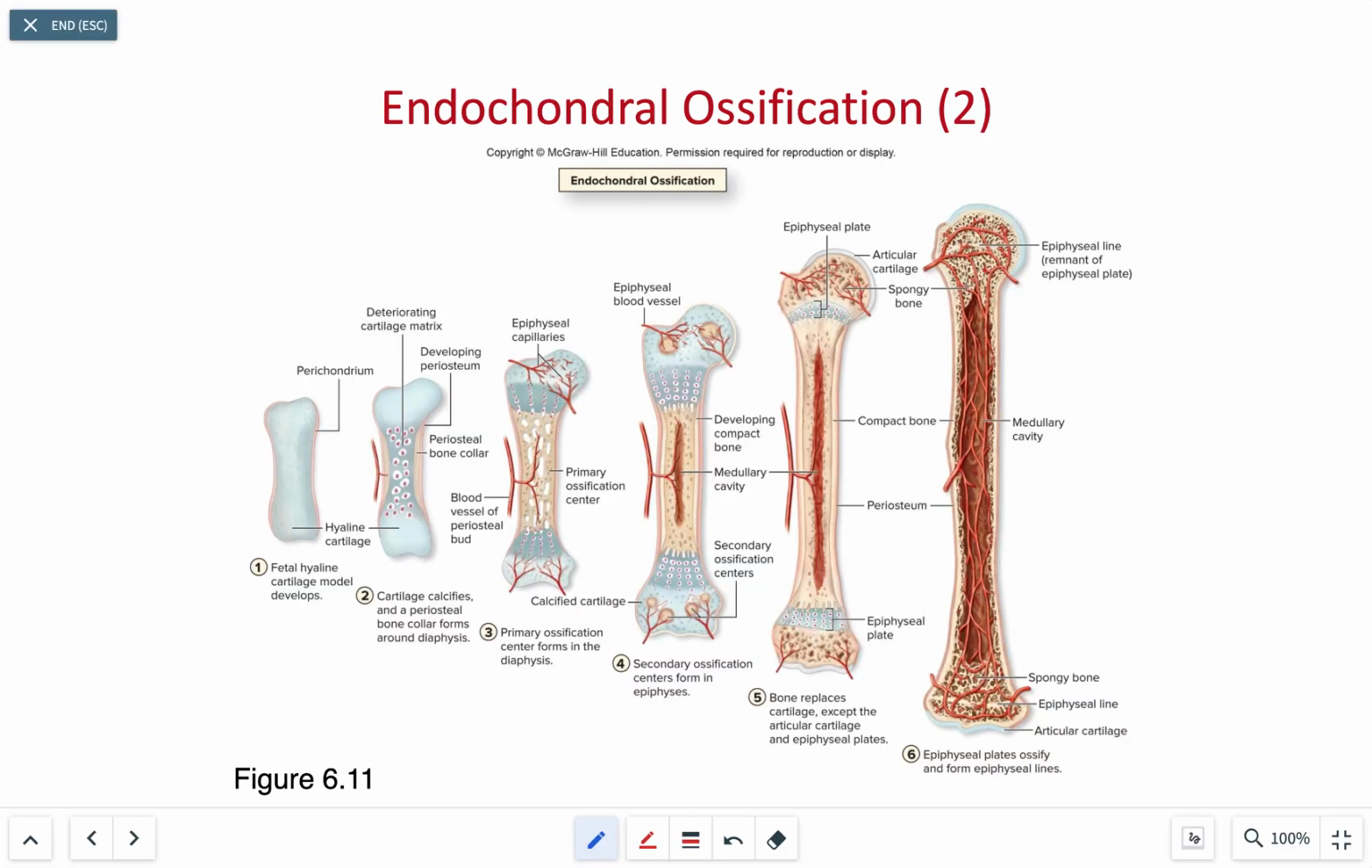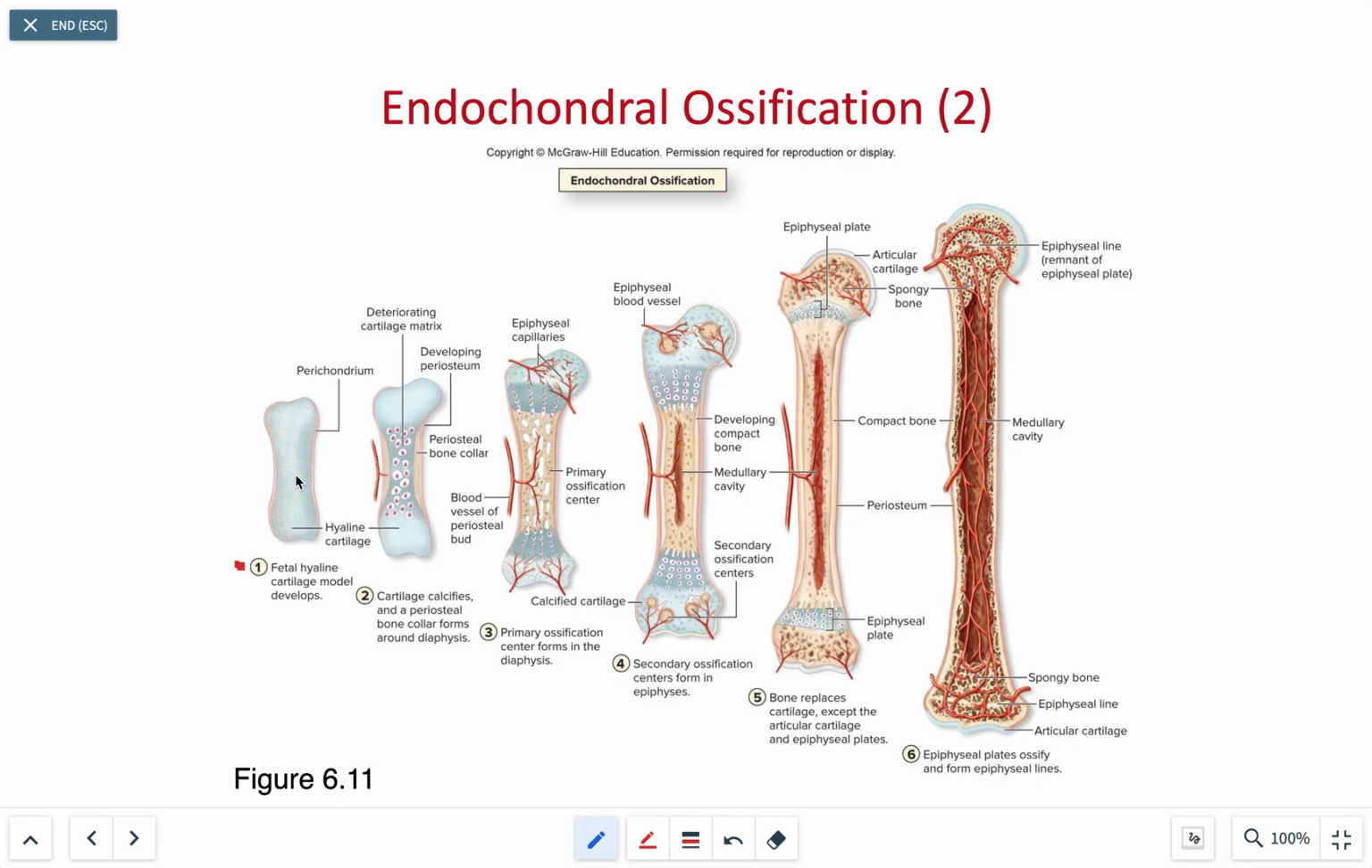When we're looking at endochondral ossification in particular, we're really looking at changing fetal hyaline cartilage into eventually bone. So in step 1, we usually see this occurring anywhere between about the 8th to the 12th week. So the first thing that we see is the fetal hyaline cartilage model starts to develop.